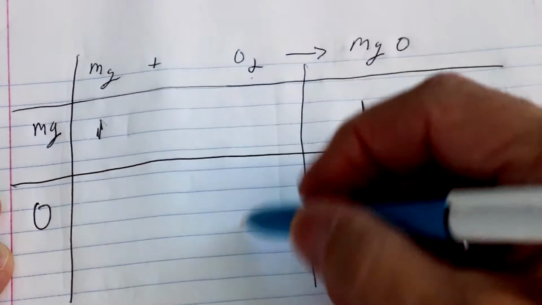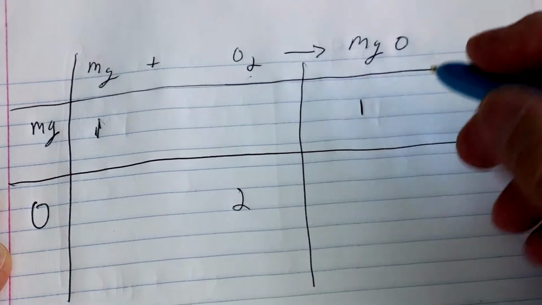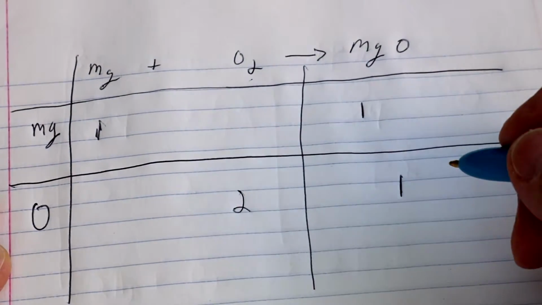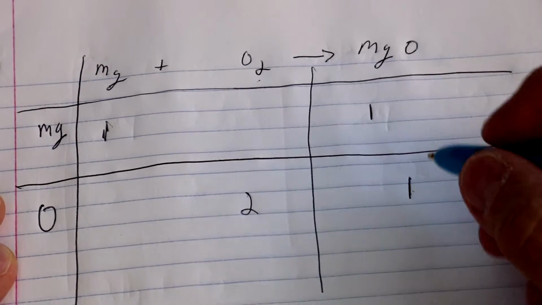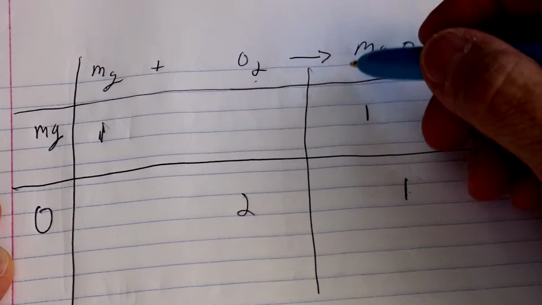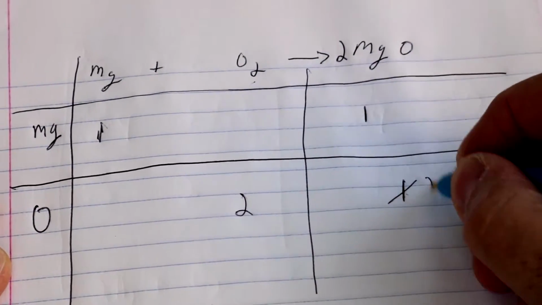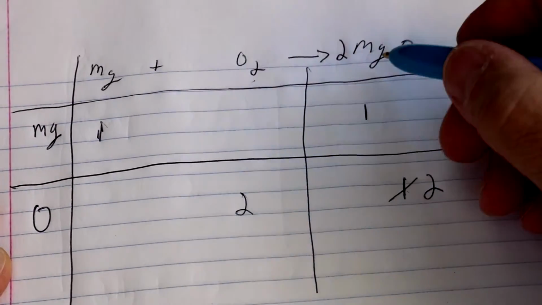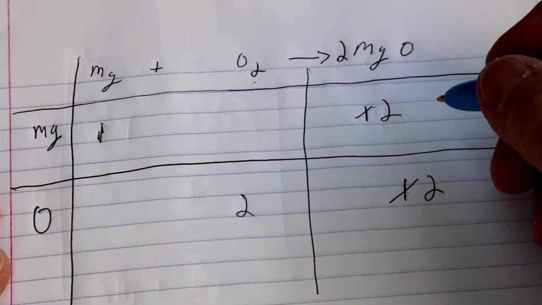The oxygen, we have 2 oxygens over here, but over here we only have the 1 oxygen. So this is what we have to fix. There's understood to be a 1 here, we'll make it a 2. That becomes a 2, then you have your 2 oxygens. But that also messes with your magnesium, now you have 2 magnesiums.